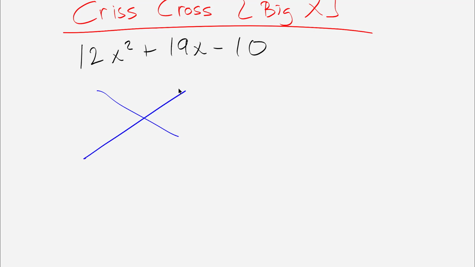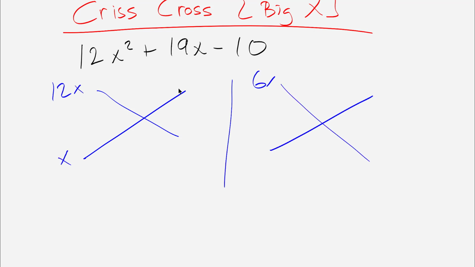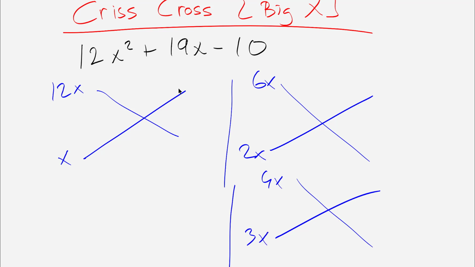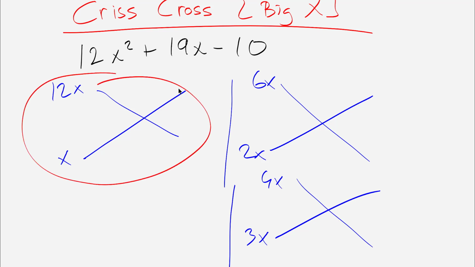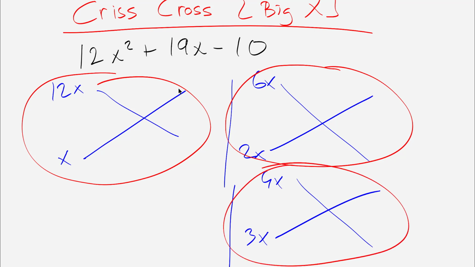12x squared, that could be 12x times x, or maybe it's 6x times 2x, or maybe it's 4x times 3x. And there's no real way to know before you start. It's just trial and error. We'll try 12x times x first. If that works, great. If not, then we'll try 6x and 2x. If that works, great. If not, then it must be 4x times 3x.